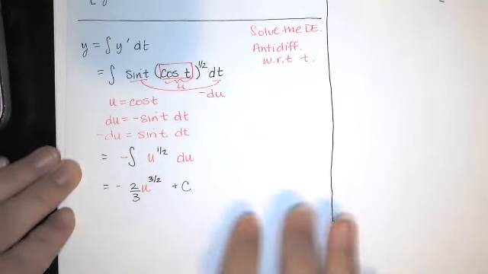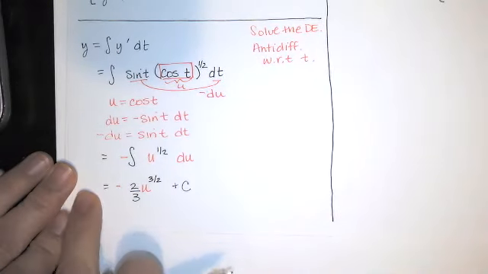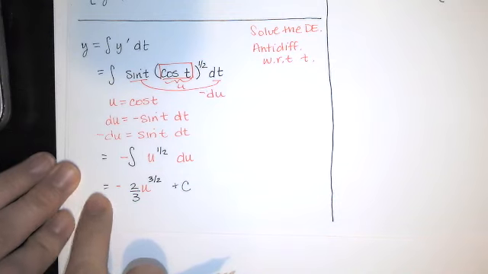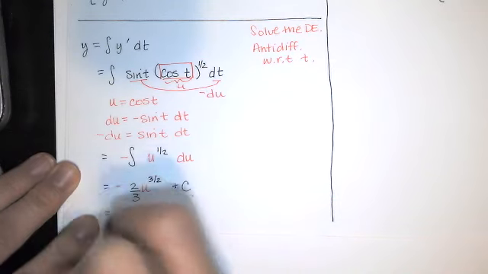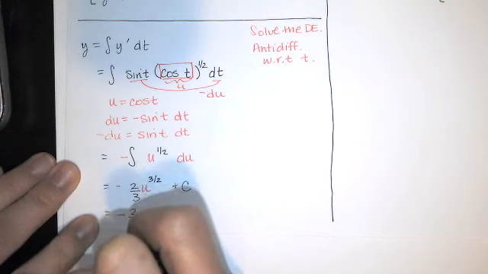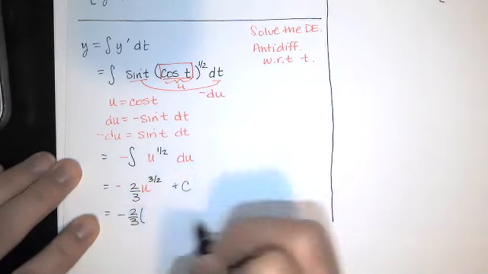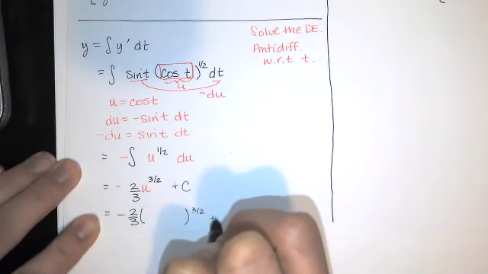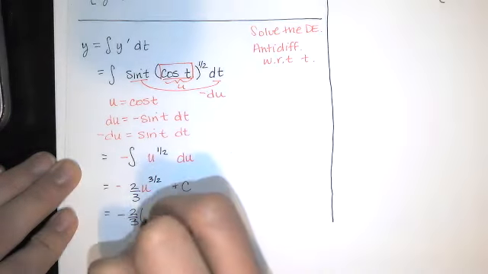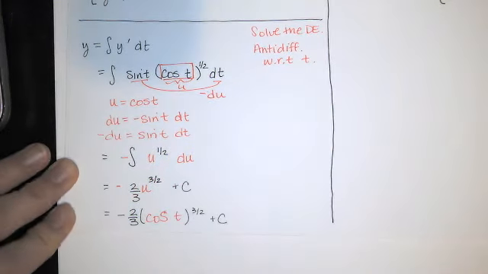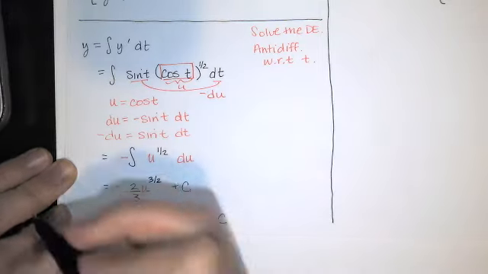And we're not finished until we have a function of t here. We're looking for y as a function of t. So we have to back substitute. So I have -2/3, and u is cosine of t, so we sub that back in, raised to the 3/2 power plus c. That is our y.